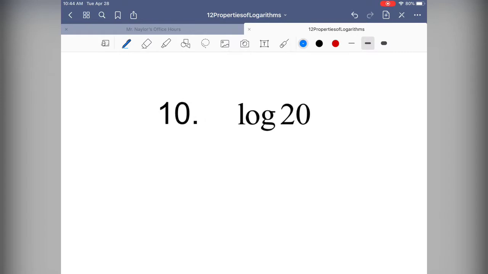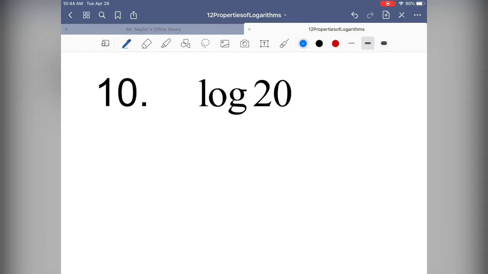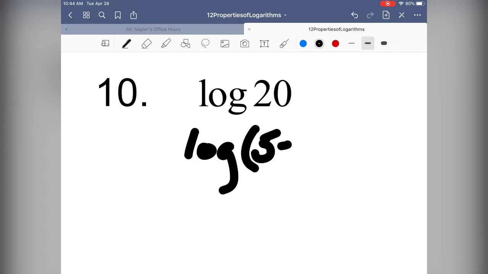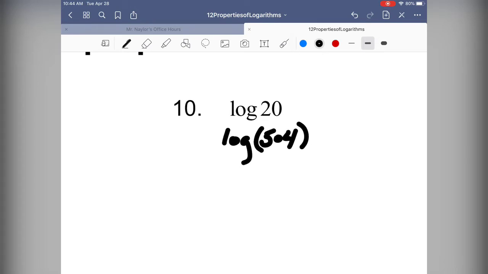Now, you look at number 10 here and you say, well, Miss Naylor, what am I going to expand? There's only one thing. This takes you to the next level of thinking, where you want to recognize that you can think of the number 20 as 2 numbers. Is there any reason I can't think of the number 20 as 5 times 4? Is there any reason I can't think of it as something that's being multiplied that I can now write as 2 logs that are being added?